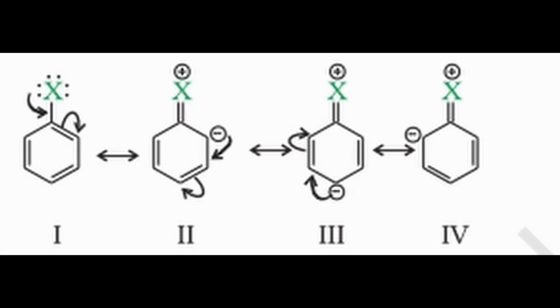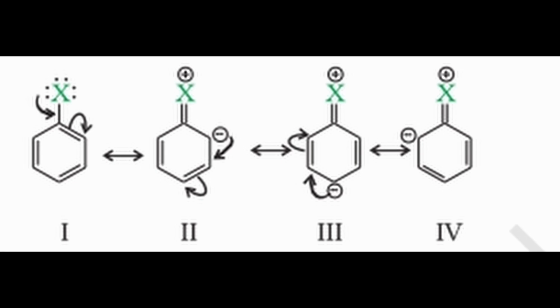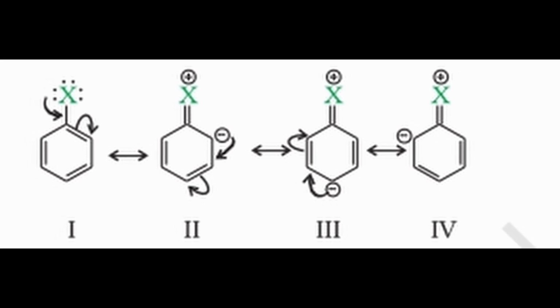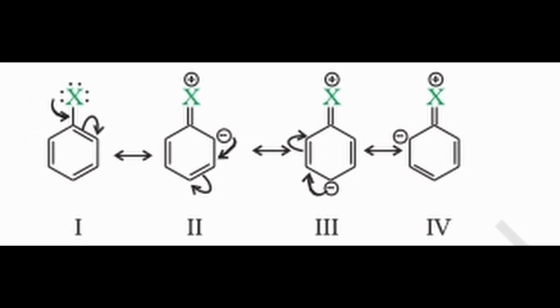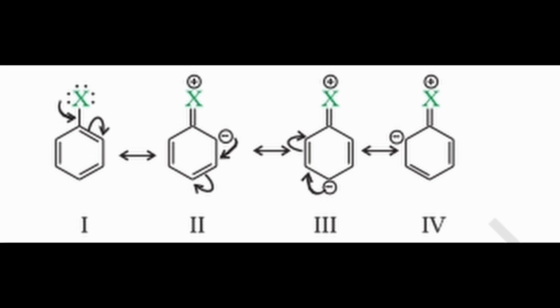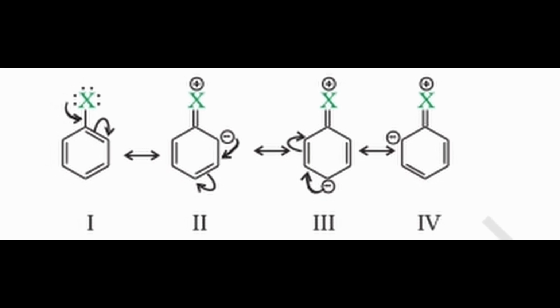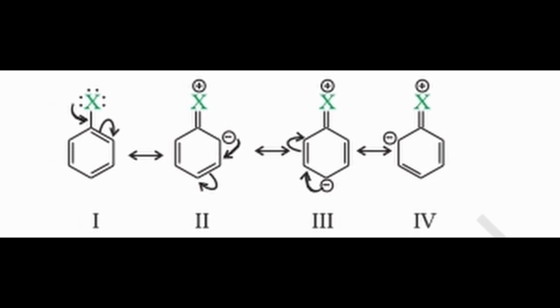This makes the halogen ortho and para directing. In other words, new substituents are more likely to attach at the ortho and para positions relative to the halogen. The halogen's resonance effect increases the electron density at the ortho and para positions more than at the meta positions. This makes the ortho and para positions more attractive to incoming electrophiles.